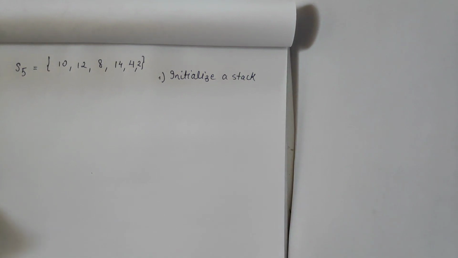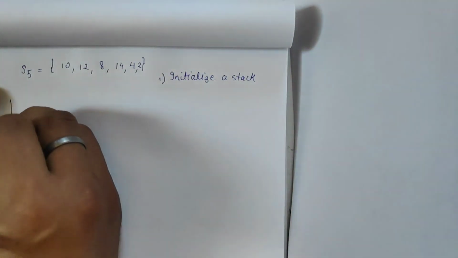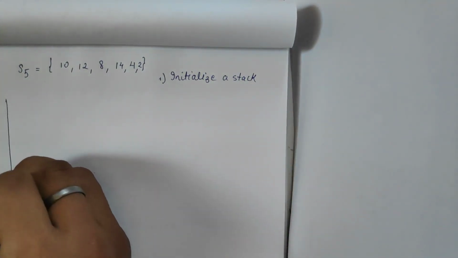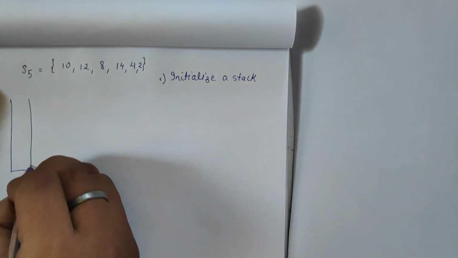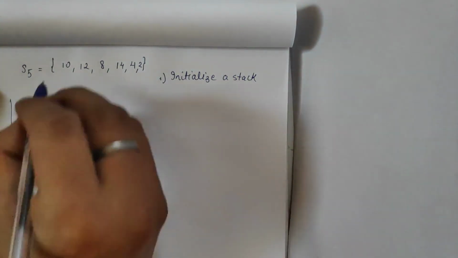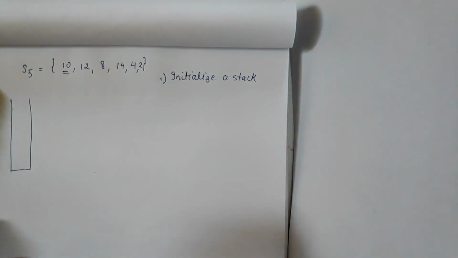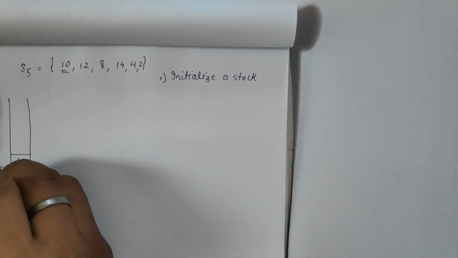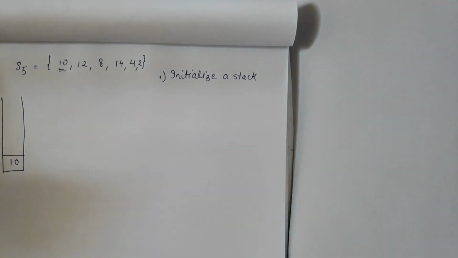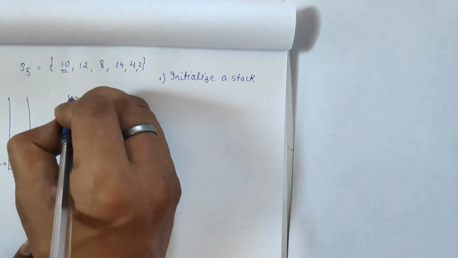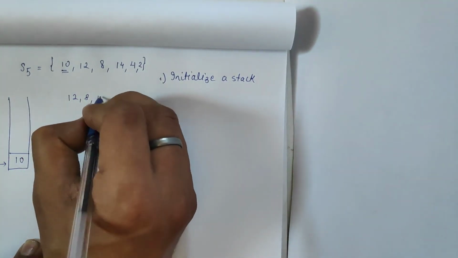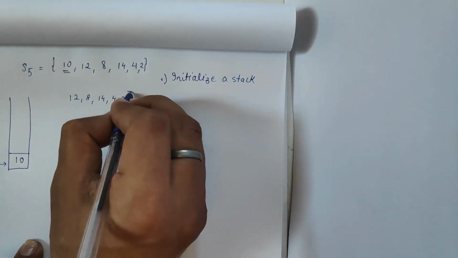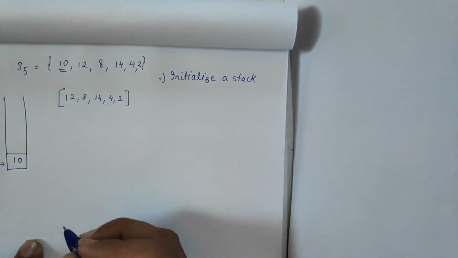So we initialize a stack here. We start with the first element. When the stack is empty, you push the element to the stack. So we push the element 10 on the stack. This is the stack top pointer that I'm talking about. And what are the remaining elements? 12, 8, 14, 4 and 2.